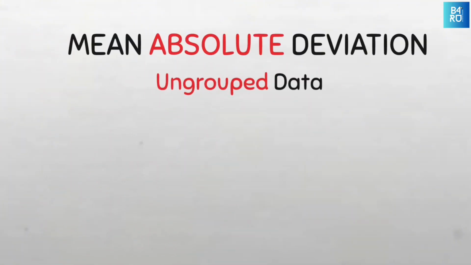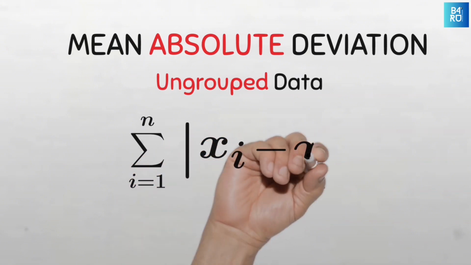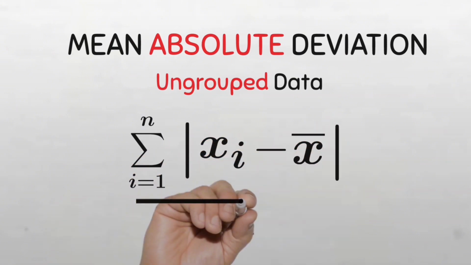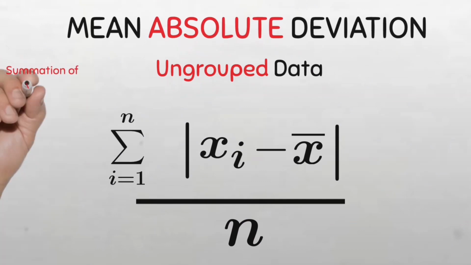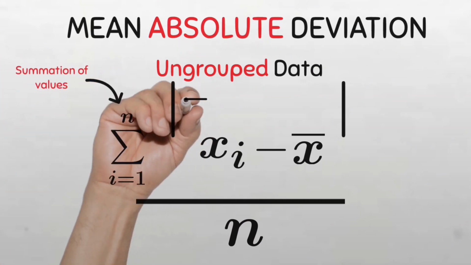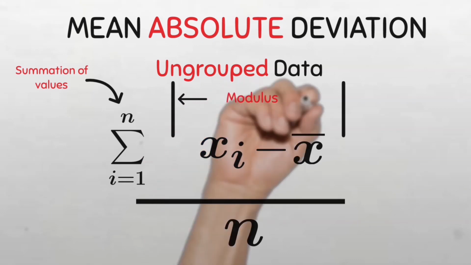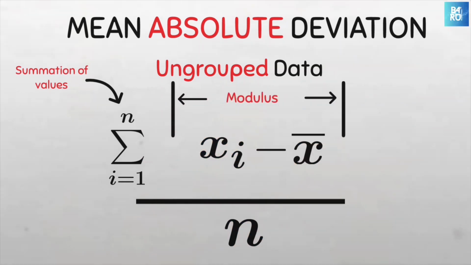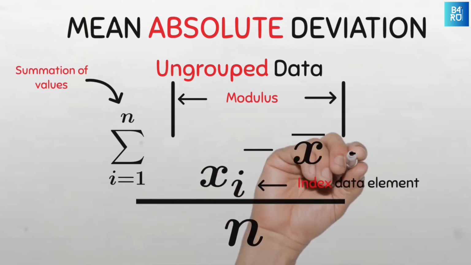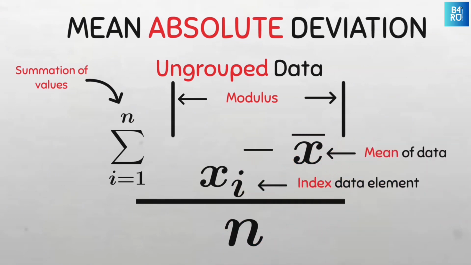That's data set A. The formula for mean absolute deviation for ungrouped data or individual series data is given by the summation of all the absolute deviations from the first value to the nth value, all divided by n. Sigma here is the summation of values from the first to the last. These double lines are called modulus. It presents the absolute value of whatever is within it. X subscript i is the value of the ith data element, meaning the value of the index data element. X bar is the mean of the data set, and n is the number of data elements.